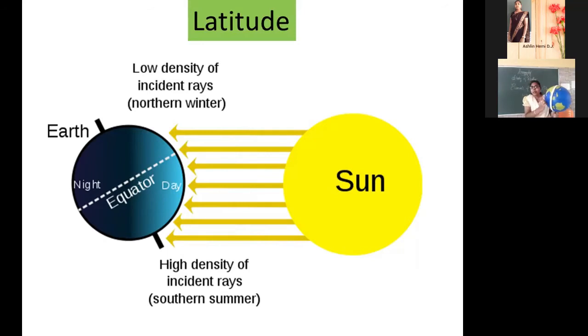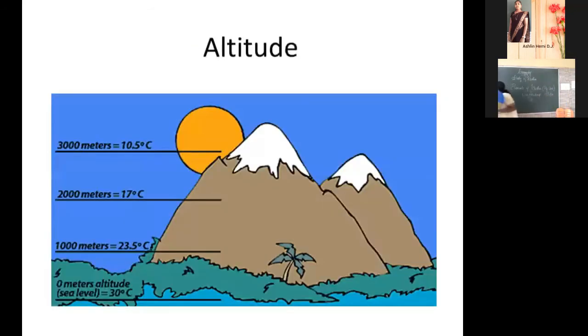This is the equator. So the sun's rays directly reach the equator. But in the top portion and in the bottom, it will receive low temperature. Okay? Next is latitude. Students, please underline the fourth line.